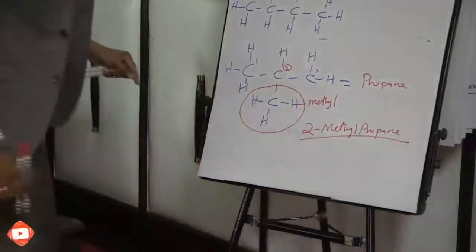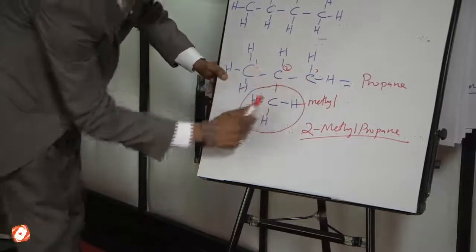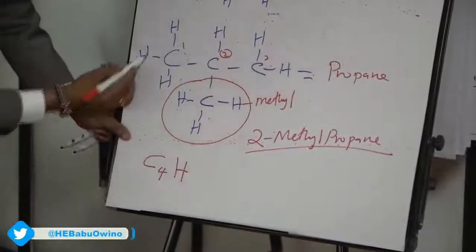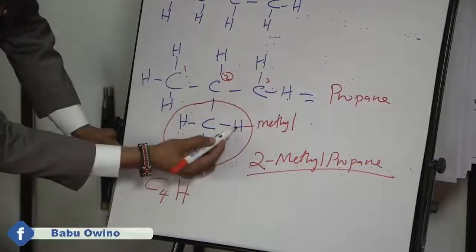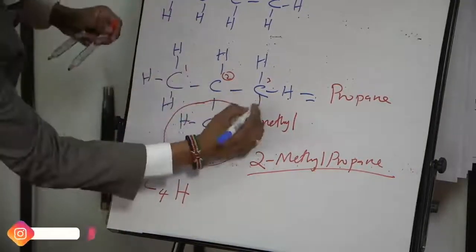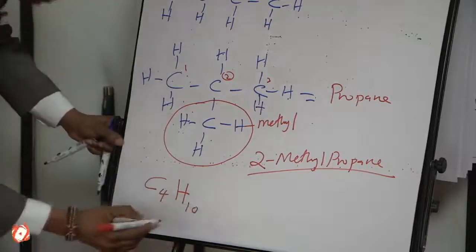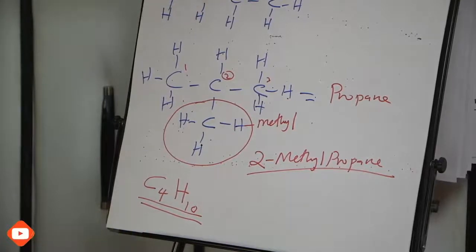As you can see, class, this structure also has 1, 2, 3, 4 carbons. The H are 1, 2, 3, 4, 5, 6, 7, 8, 9, there's one here, sorry, I didn't close it well, 10. H10. So you can see C4H10, C4H10, they are the same.